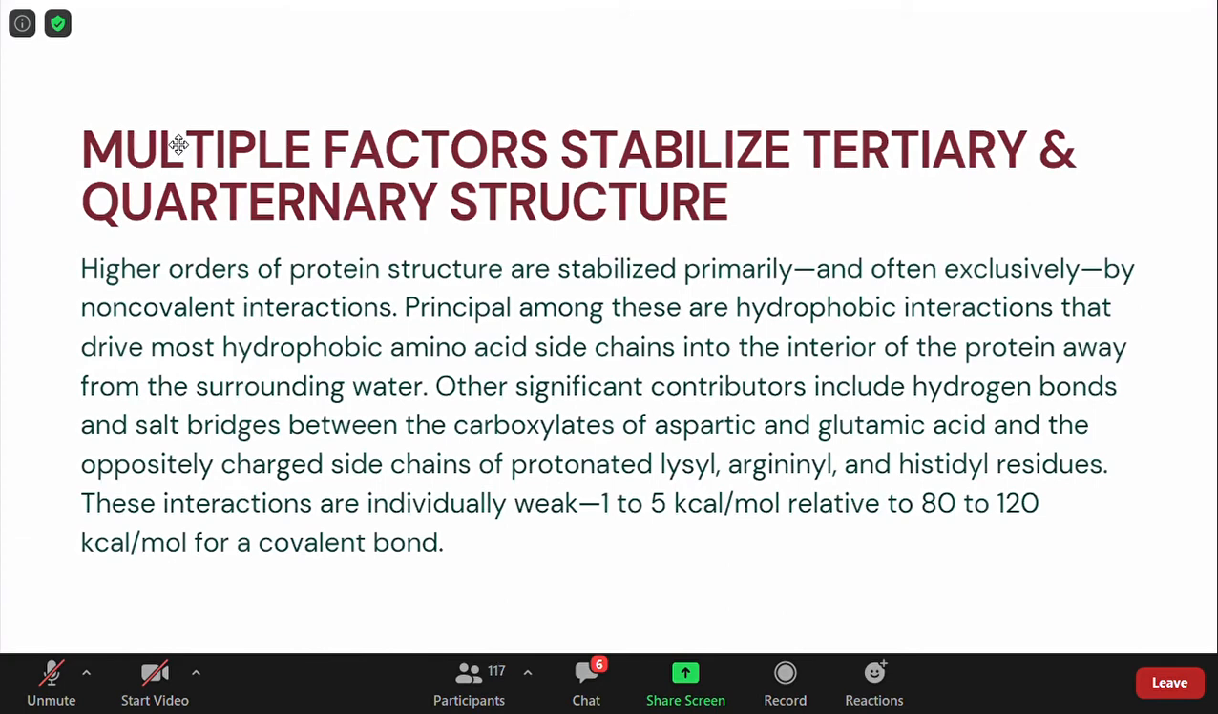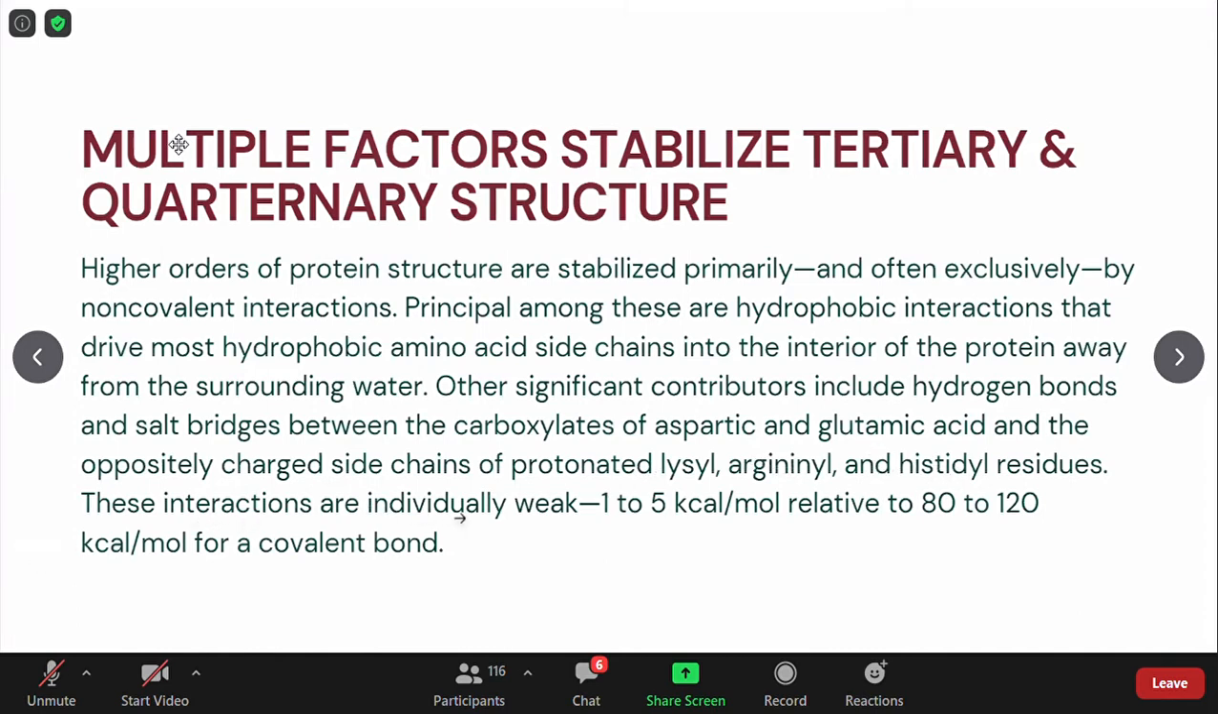So the way they are stabilized so that they will not be moving around, you have so many hydrogen bonds, so many hydrophobic bonds, and so many salt bonds. Okay, so you see this. Hydrogen bonds, salt bridges, carboxyl of aspartic and glutamic, and then protonated lysyl, arginyl, and histidyl residues.